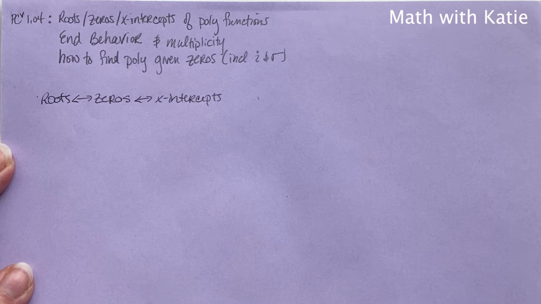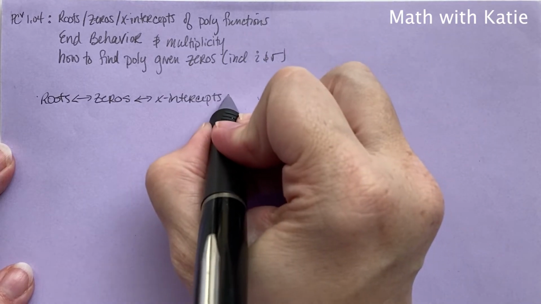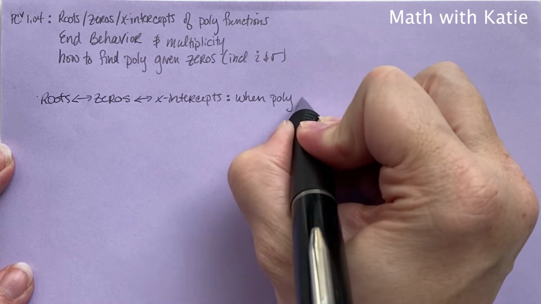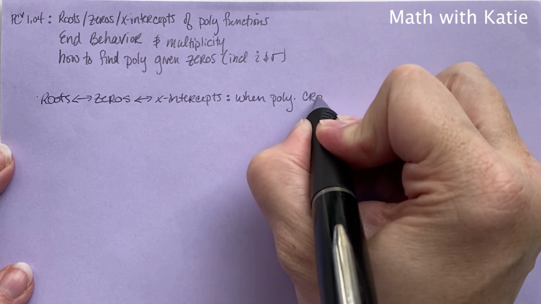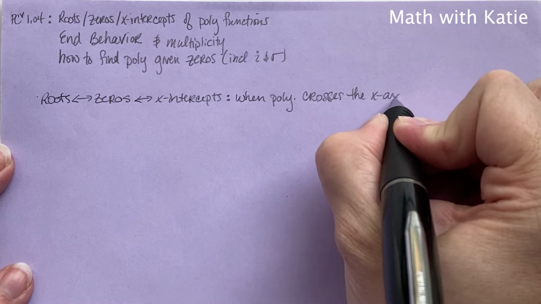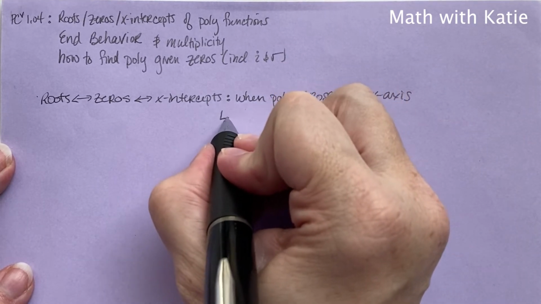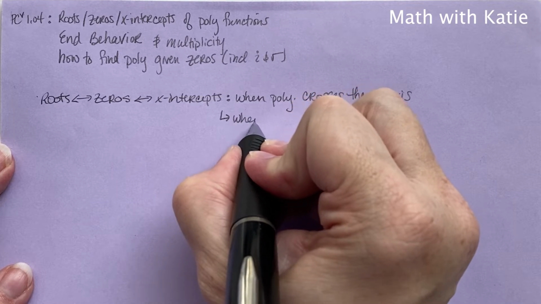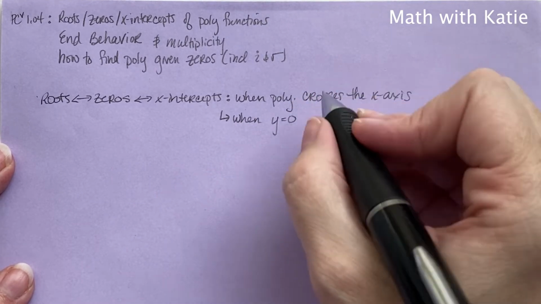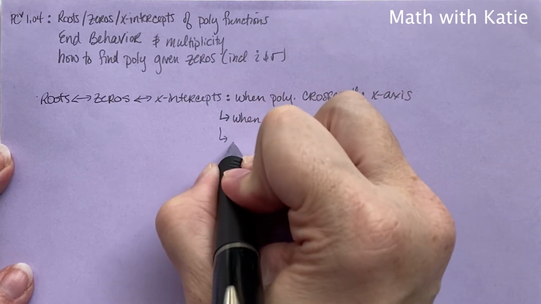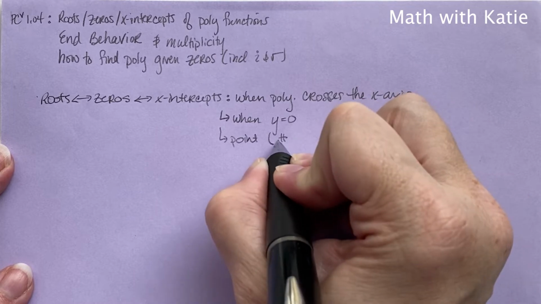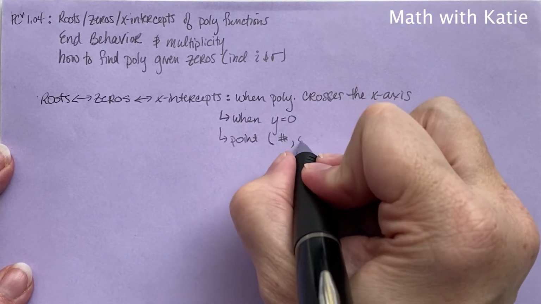Okay, and all these tell us when the polynomial crosses the x-axis. Also meaning this is when y equals 0. So your point is actually going to look like, it's always going to be a number, whatever your x value is, and a 0.